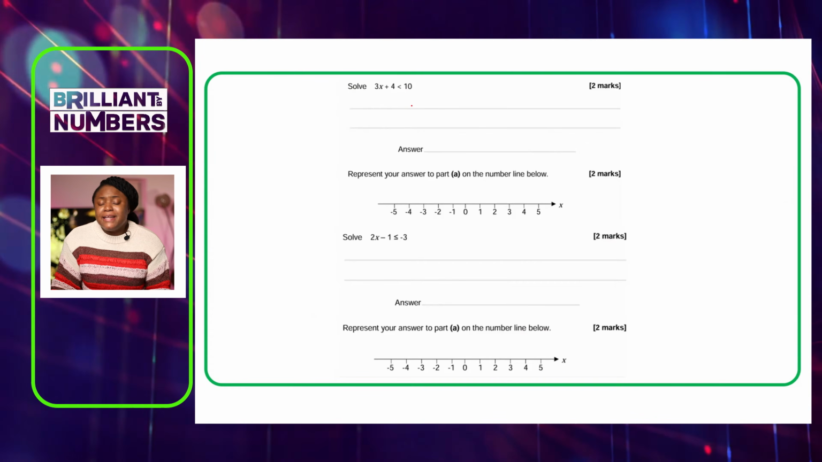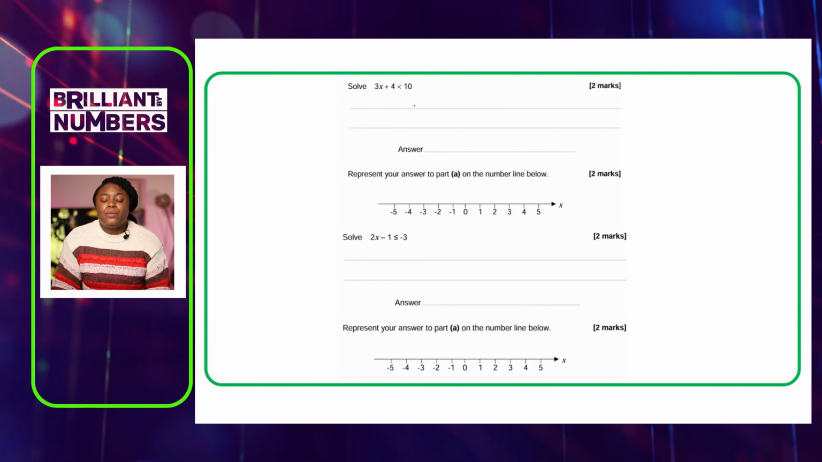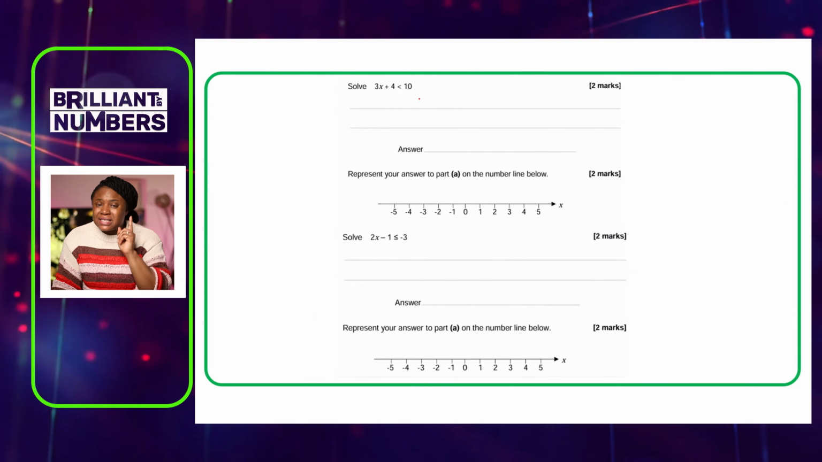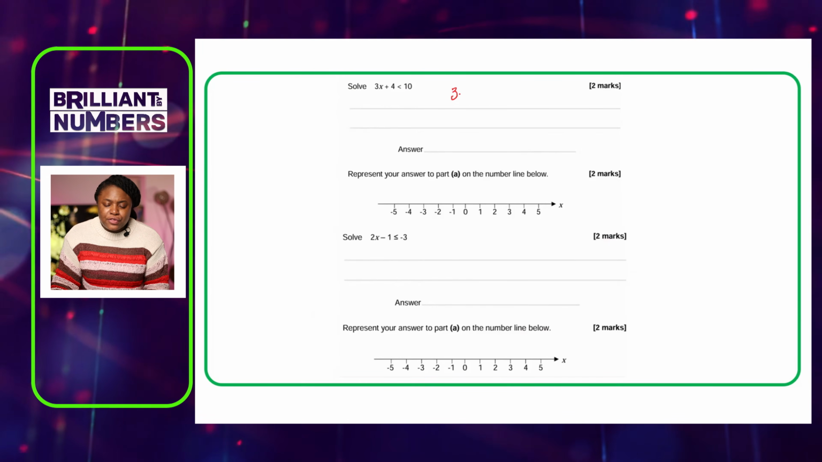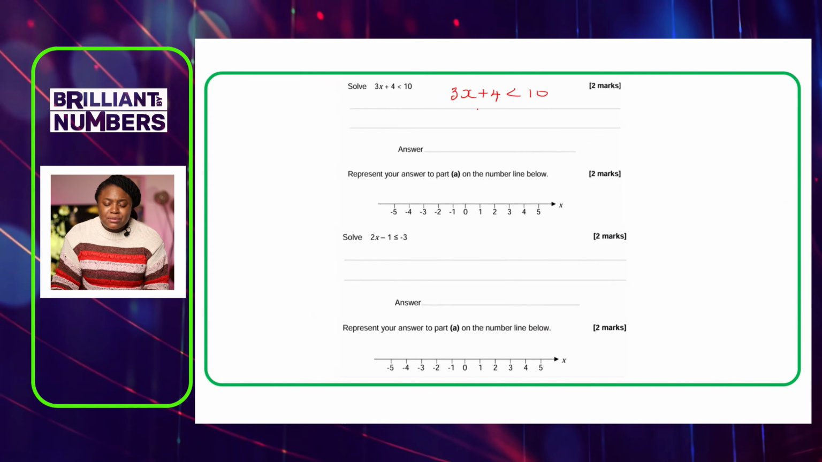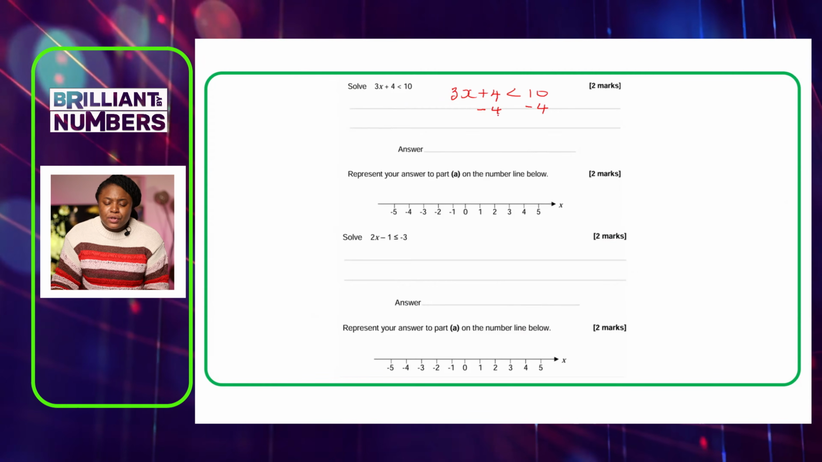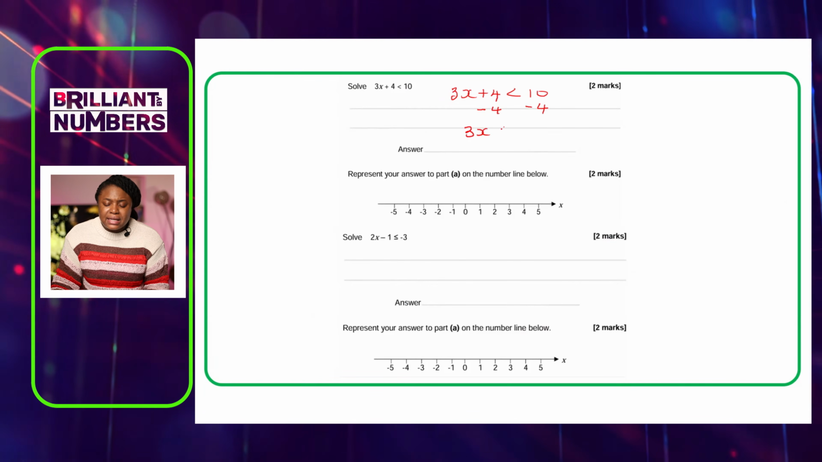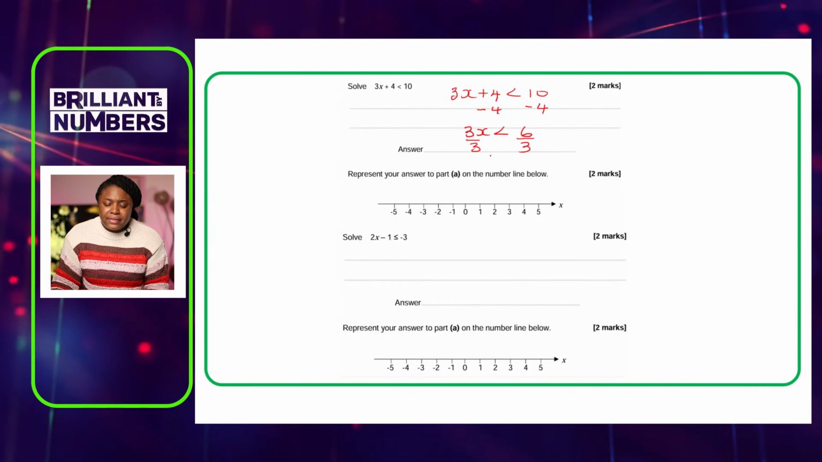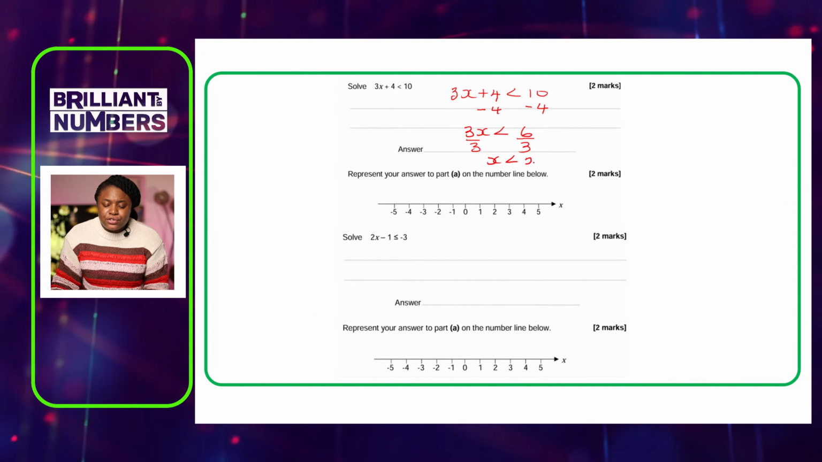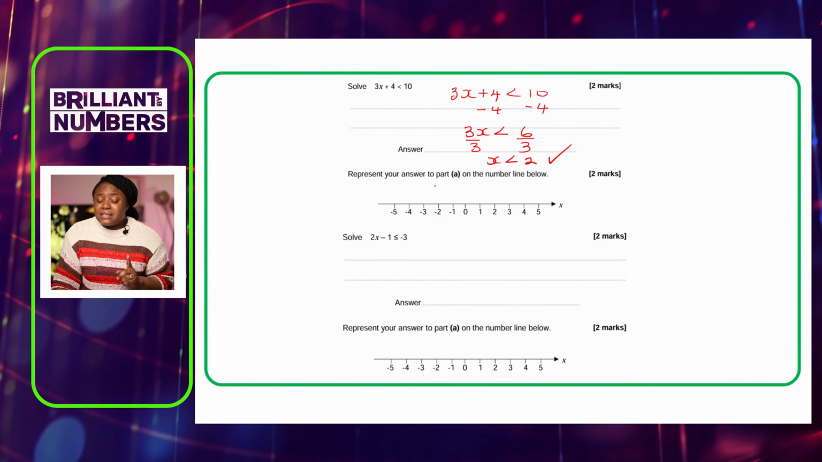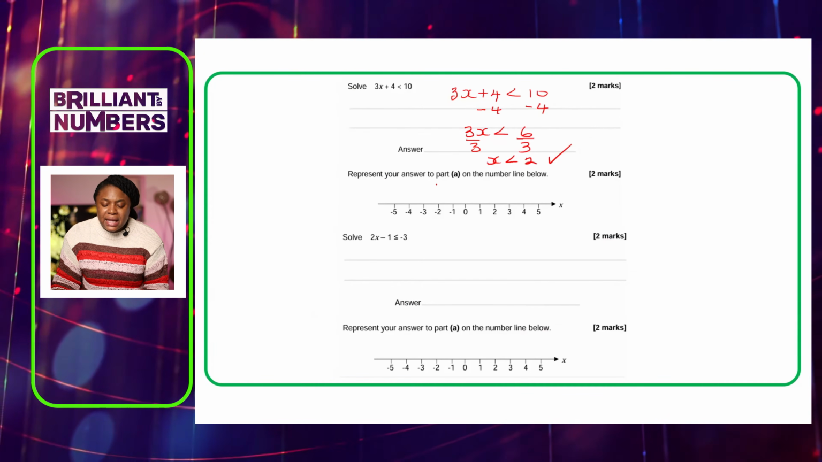We solve our inequality just the same way we would have solved our equality, except that we make sure we keep our sign. So I've got 3x add 4 is less than 10. We must subtract 4 from both sides. So we have 3x is less than 6, and then dividing by 3, we get that x is less than 2. Check that off. Then we're asked to represent this answer on the number line below.